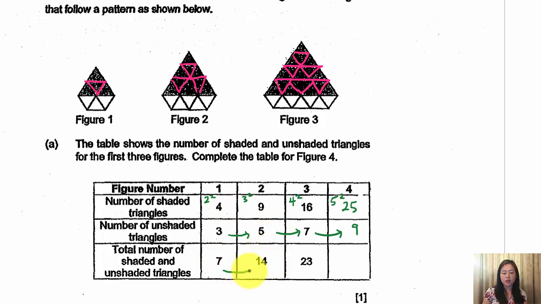You can also see plus 7. This is 25, plus 9, and therefore 25 plus 9 is actually 34, which is actually plus 11. So we have finished part A.